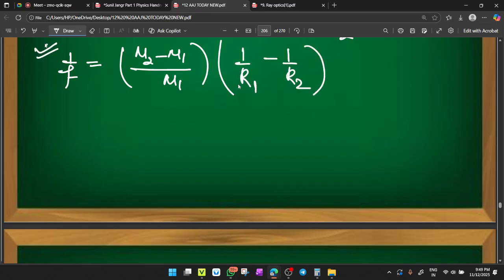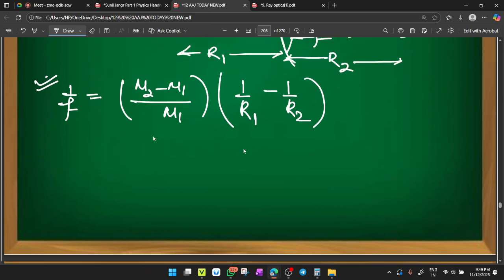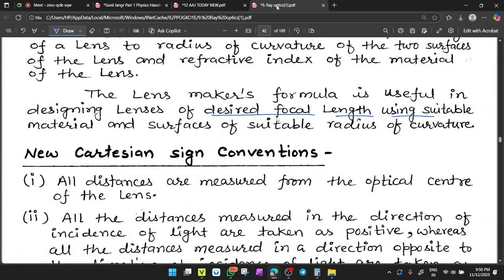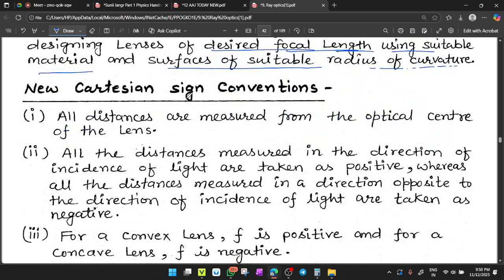Yes, we are going to derive this, so you can understand for what purpose we can use the lens maker's formula. If we have to make a lens of any focal length, you have to design your lens by using this formula. Clear? So by taking a proper radius of curvature, you can have any focal length. Okay. So you can make a lens of desired focal length, using suitable material and surfaces of suitable radius of curvature. Fine.